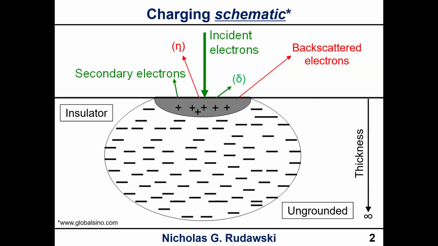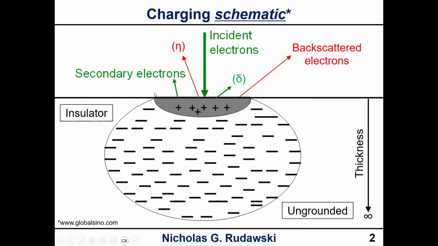Because not all of those electrons that I shoot in actually make it out or are backscattered. Many of them aren't, again depending on the material, and those will then sit inside of the sample, especially if we don't have any path to ground. Again, we're assuming an insulator, no grounding, and the sample is infinitely thick.